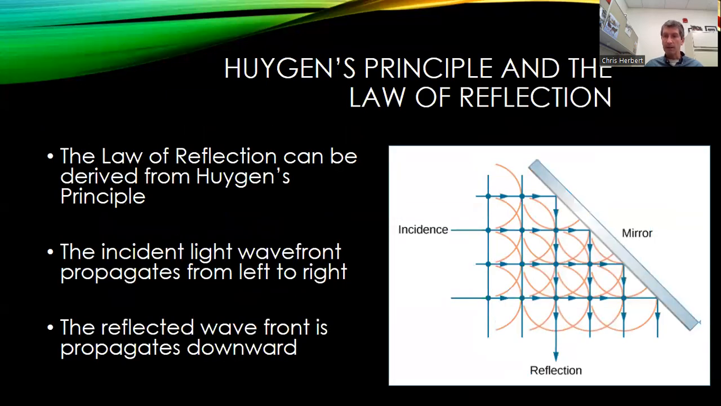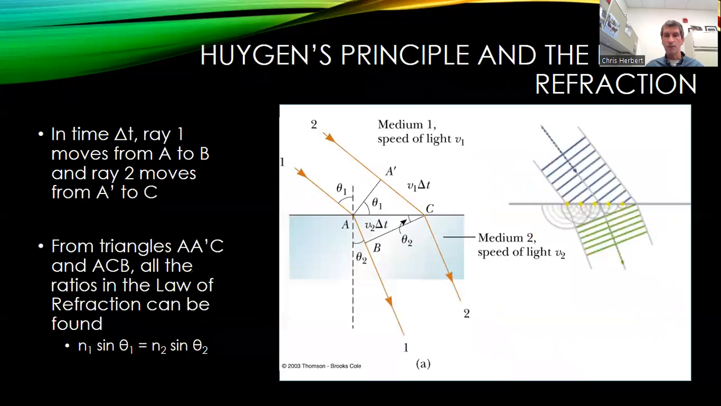Now, what about reflecting off of a mirror? The same thing. We can treat every point on the mirror as a new source of little wavelets, and as the light comes in, a little harder to see here, it's going from left to right, it hits the mirror. Every point on the mirror creates a new set of wavelets, which creates this reflected beam here. This will also be useful for explaining other phenomena, such as refraction.